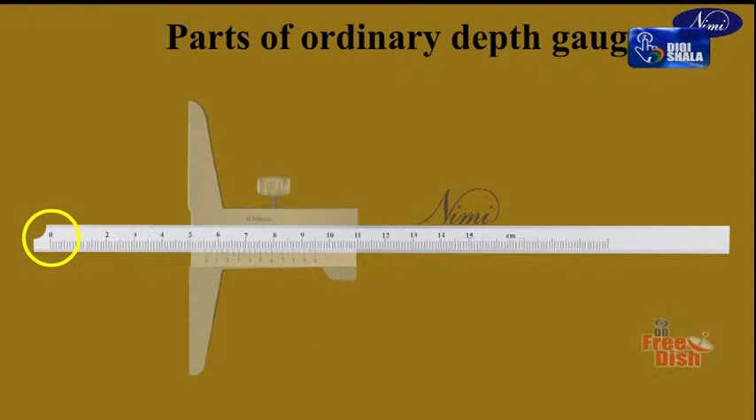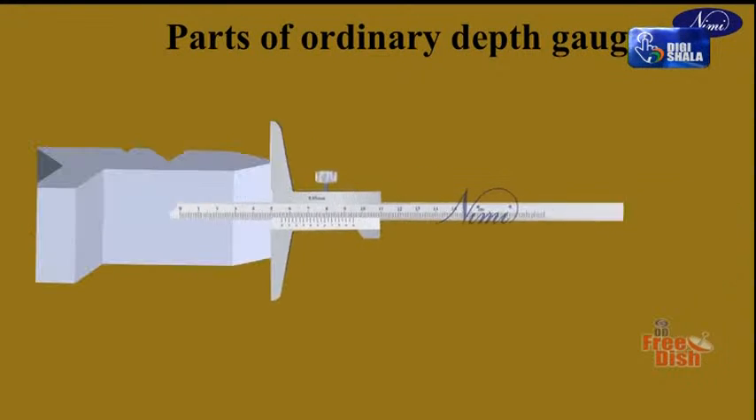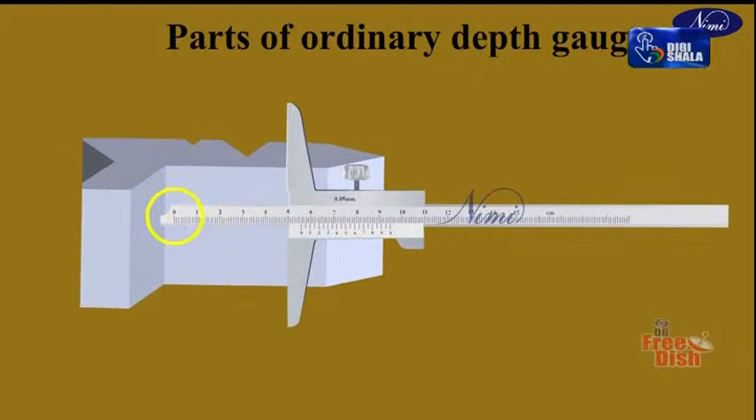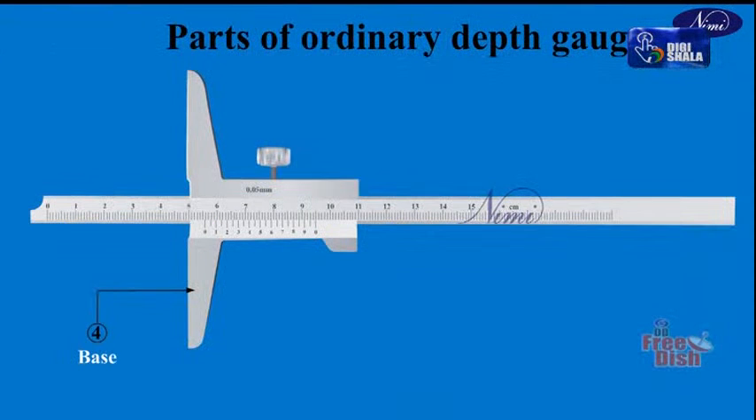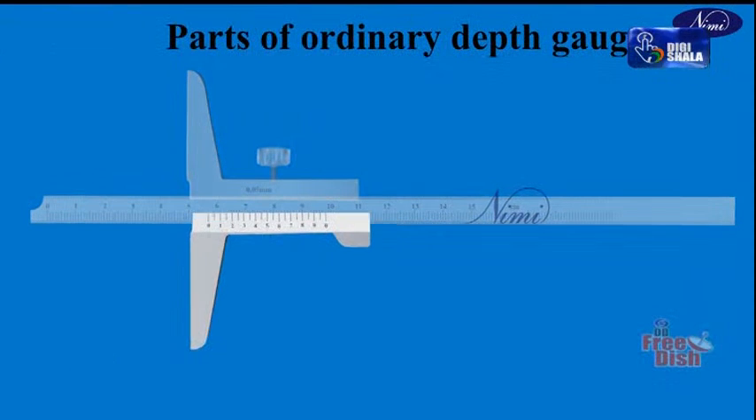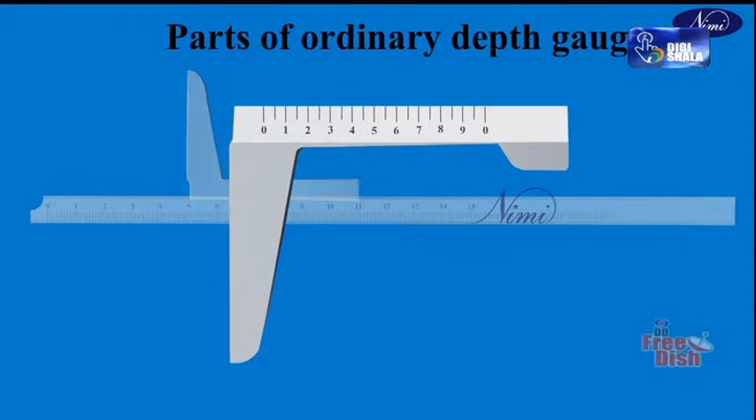At the end of the scale or rule, a relief is given at the end of the beam of the depth gauge to avoid seating in the corners of slots and to ensure the correct reading. Next, base. The base is the fixed unit and serves as a datum for measurement.